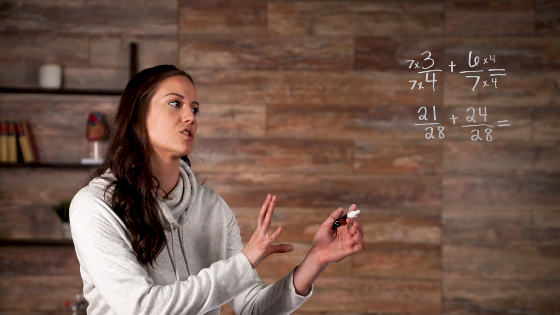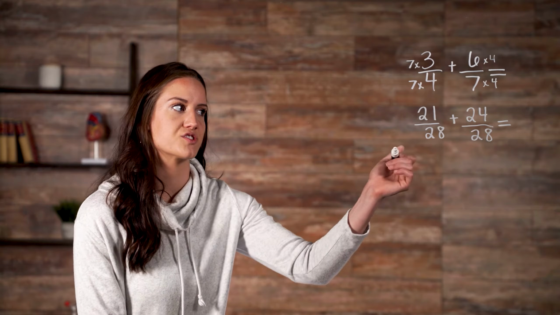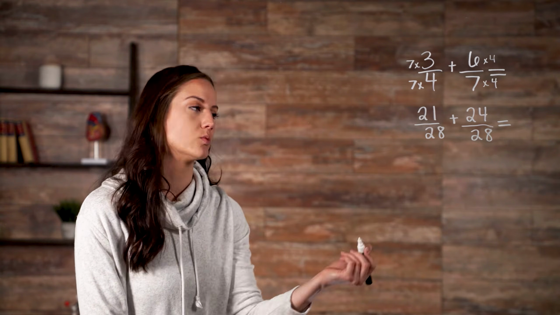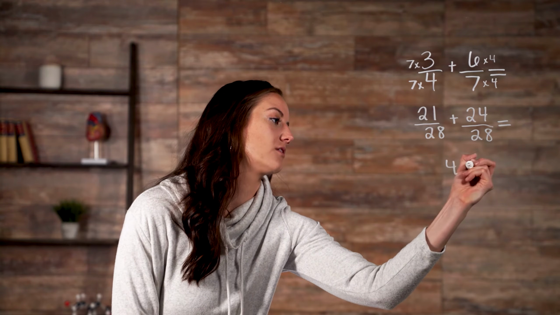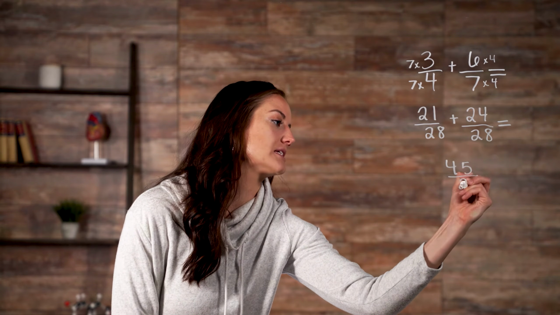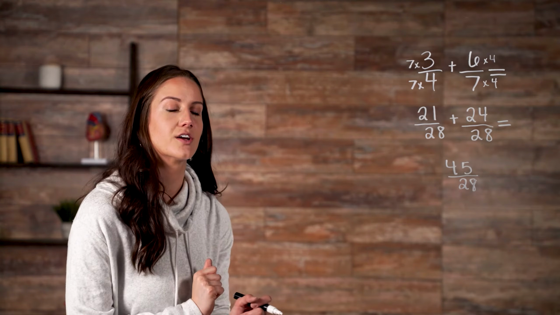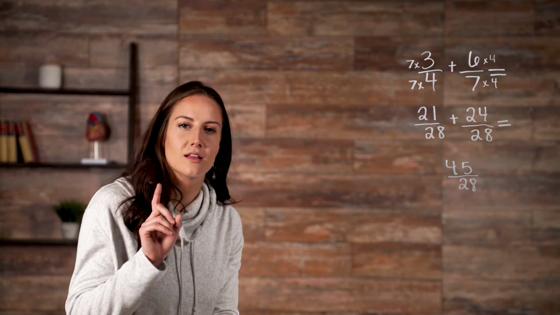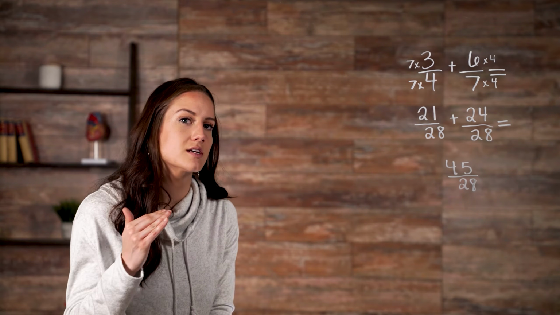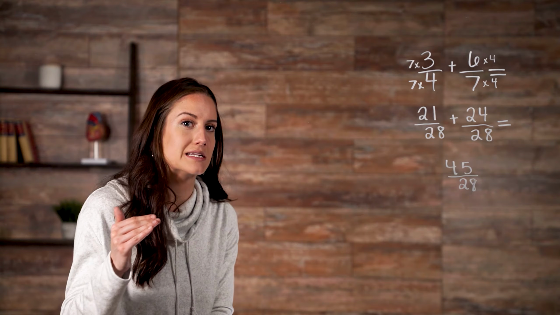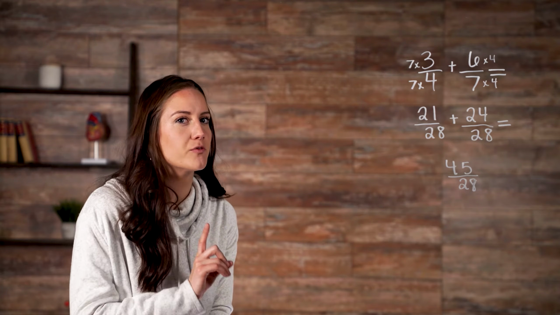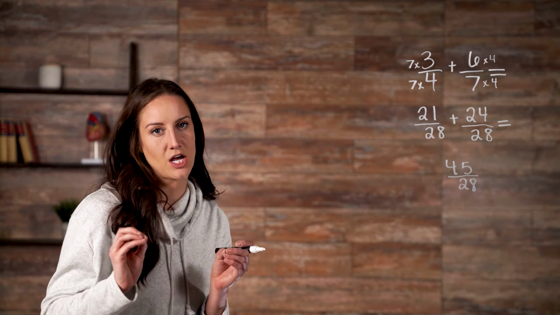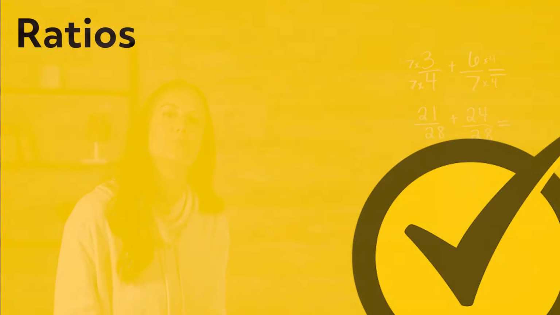After our multiplication, we end up getting a common denominator, which is 28. So now all we have to do is add our numerators together, which gives us 45 over 28. And that's our answer. With this calculation, we found the least common denominator. The least common denominator is the smallest common number between denominators. Anytime you perform a calculation with different denominators, you must find the least common denominator to solve the problem.